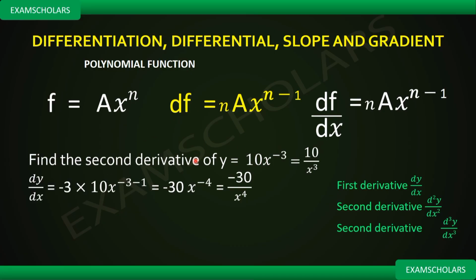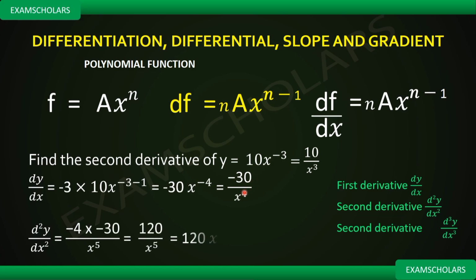The second one, you want to find the second derivative. Let's find the second derivative. You have this y, which means that you differentiate this one once again. Don't stress yourself. Just carry minus 4, multiply it by this, and you increase this one by 1. Minus 4 times minus 30. You have what? 120.